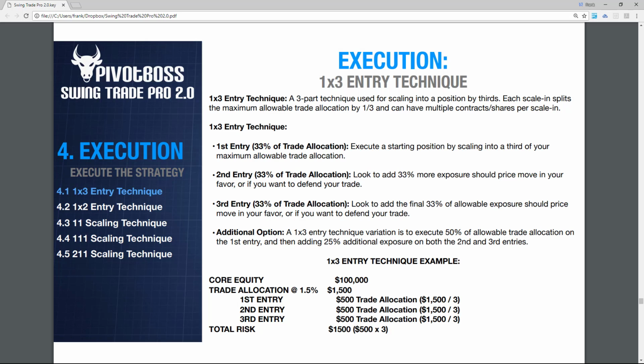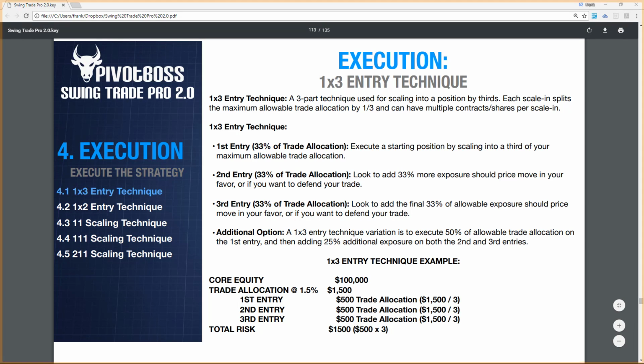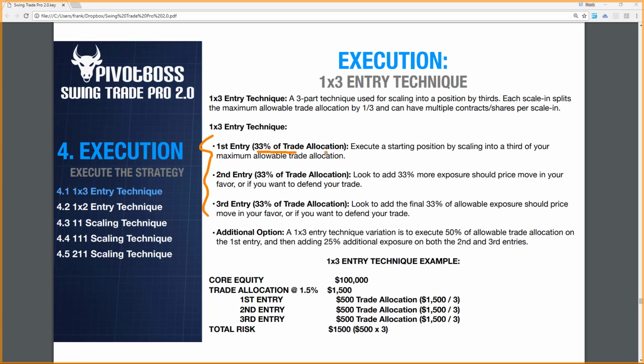Here's what the 1x3 technique looks like. The first entry right here enters with 33% of trade allocation, your maximum trade allocation. Execute a starting position by scaling into a third of your maximum allowable trade allocation. The second entry, you would look to add an additional third more exposure should price move in your favor or if you want to defend your trade. And lastly, if it warrants such, you would scale into a final 33% of allowable exposure should price move in your favor or if you want to defend that trade.